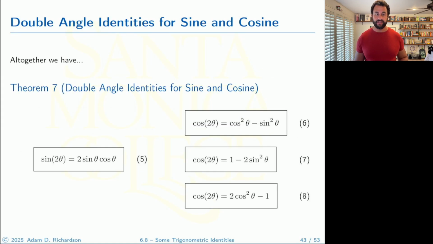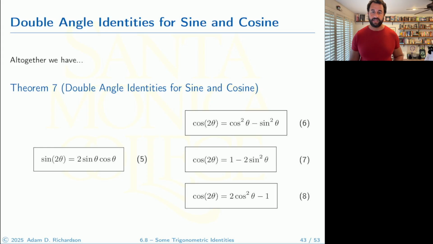Summarizing, this is what we have. These are the double angle identities for sine and cosine. This is the one for sine. You want to memorize that one. This is the one for cosine. You want to memorize that one. And these ones just kind of follow from that one right there.